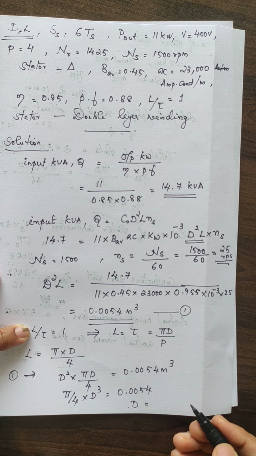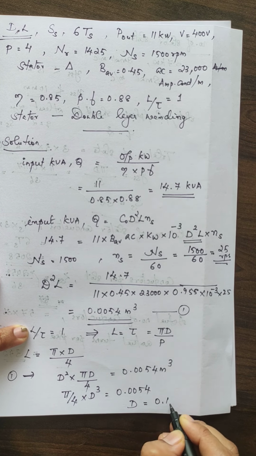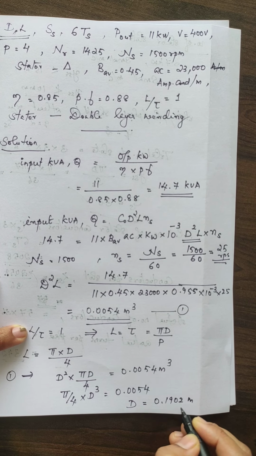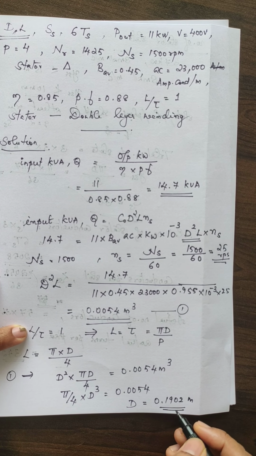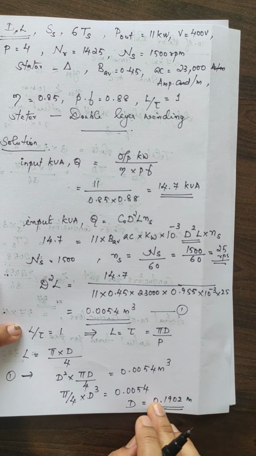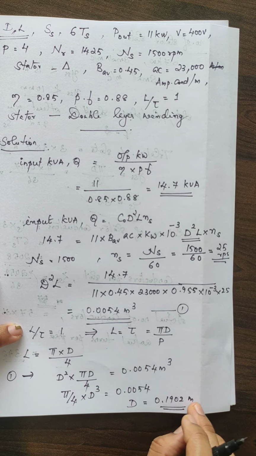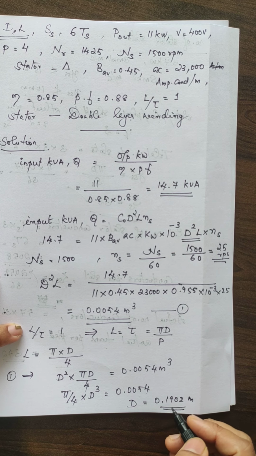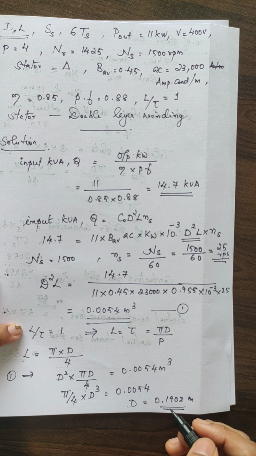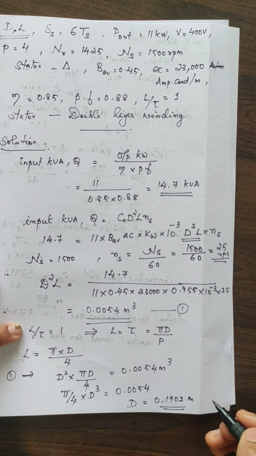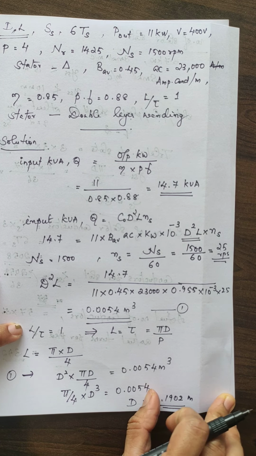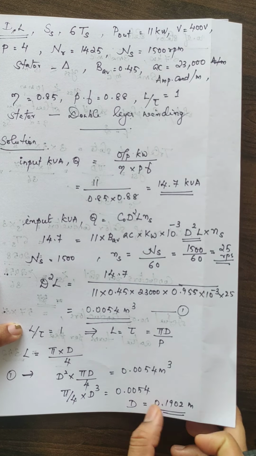So you will get the value of d as 0.1902 meter, or a value near to this. It is not the exact value. You will get a value near to this. It can be 0.189 something or like that. Okay. So this is the value of d.